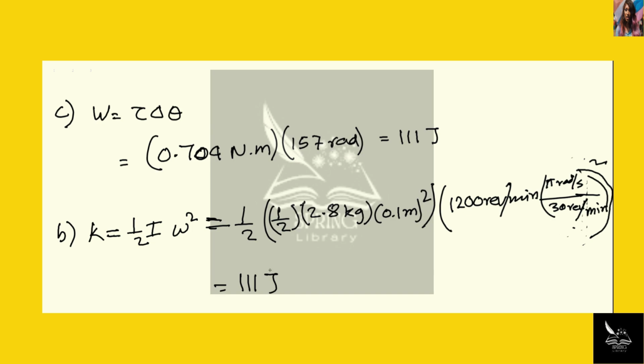So as we can see here that the kinetic energy and this work done are the same, which relates to the work energy theorem. Since the grinding wheel has only kinetic energy, there's no potential energy, that's why all the energy is nothing but the work done.